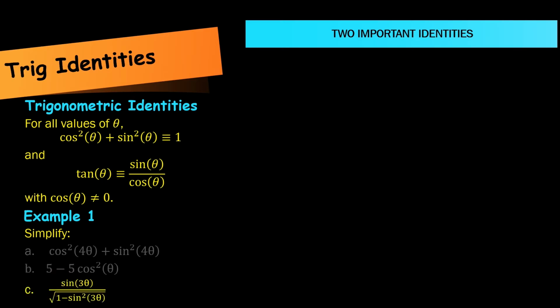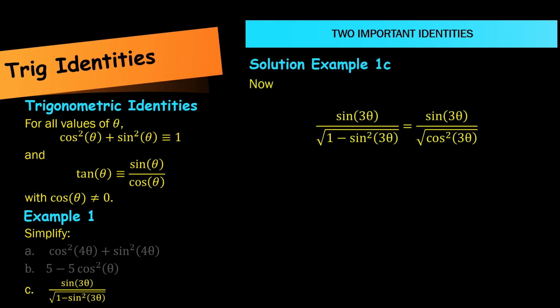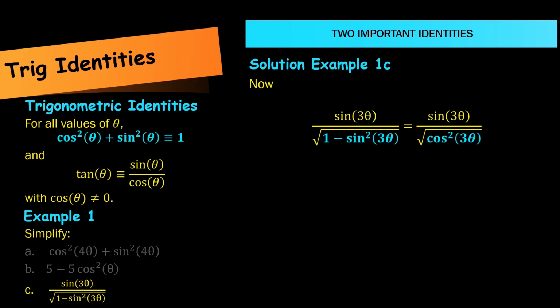And now for example 1c. Let's reorganize this a little bit. The main thing we're going to look at is again 1 minus sine squared 3 theta. Of course, when we rearrange our identity, cos squared plus sine squared is identical to 1, we obtain that 1 minus sine squared is equal to cos squared. And so we substitute that as shown.